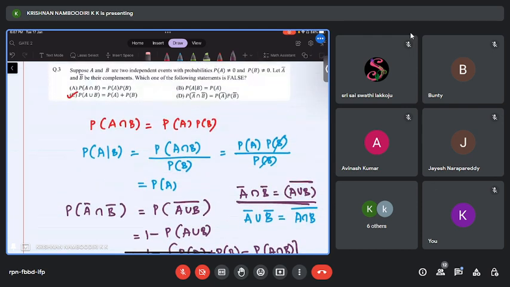So the only remaining one is option C. As you know, P of A union B can be written as probability of A plus probability of B minus probability of A intersection B in general. This is the inclusion exclusion principle. So at the max, you can change this probability of A intersection B into P of A into P of B if they are independent. So option C is false. The answer to the question is option C.